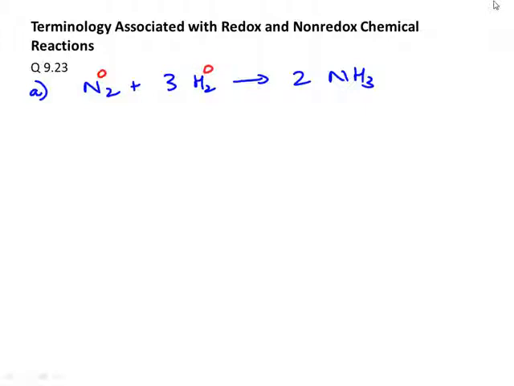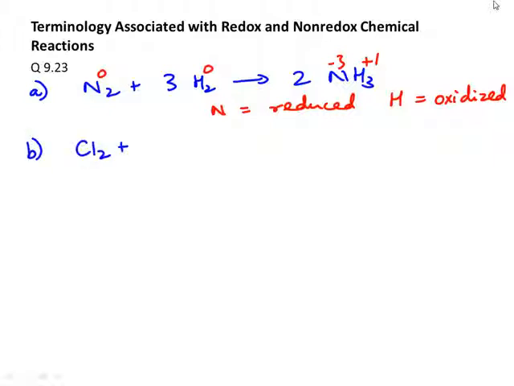Now, what about in ammonia? Which is more electronegative, nitrogen or hydrogen? Yes, nitrogen is more electronegative than hydrogen. So hydrogens are +1, nitrogen is -3. So in this case, which element was reduced? Which element gained electrons? Yes, nitrogen was reduced and hydrogen was oxidized in this process. Same analysis for the next one as well.